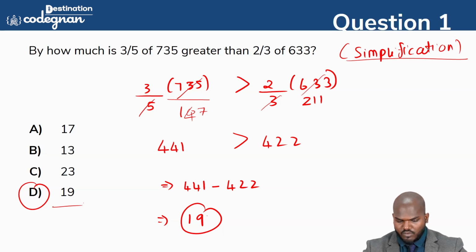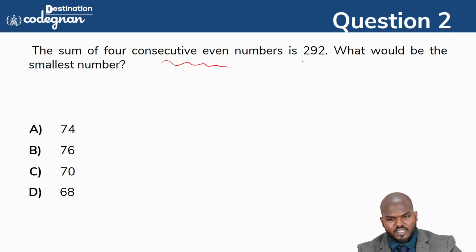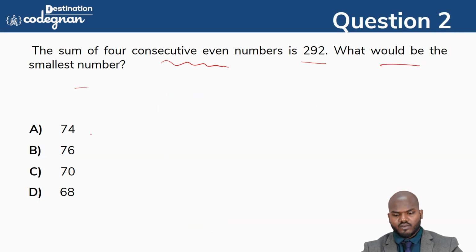Okay. So now, with respect to the next question, they are giving that the sum of 4 consecutive even numbers is 292. Then what would be the smallest number? Okay, what is the smallest number you can say here? So consecutive even numbers means what? How can we say the consecutive numbers?